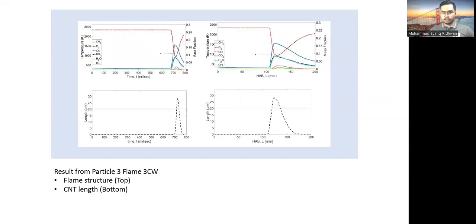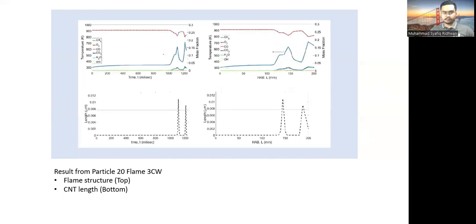The flame structure plot shows the temperature for particle 3, which has been deployed. The CNT starts to grow at 700 milliseconds, which is at 107 millimeter HAB. The particle achieves a high temperature at 380 milliseconds, which is approximately 1,500 Kelvin. The CNT length produced is 29 micrometer.